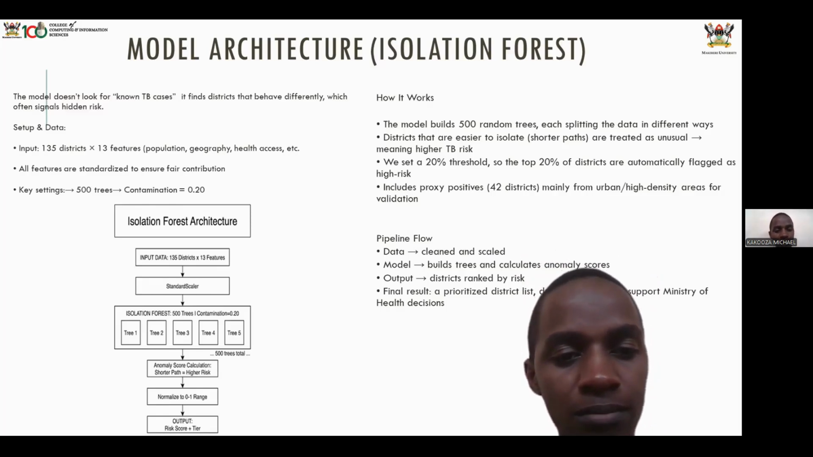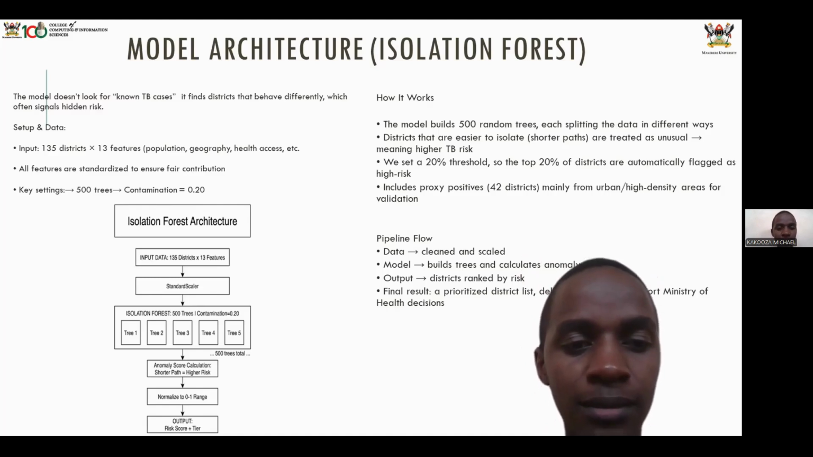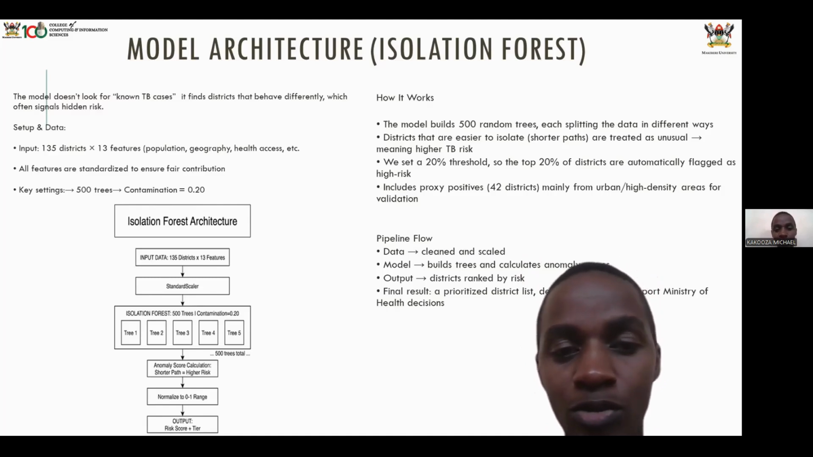So this is the diagram as you see it, the model architectural diagram, looking at the 135 districts by the 13 features, which include population, geography, health, access, and so on.